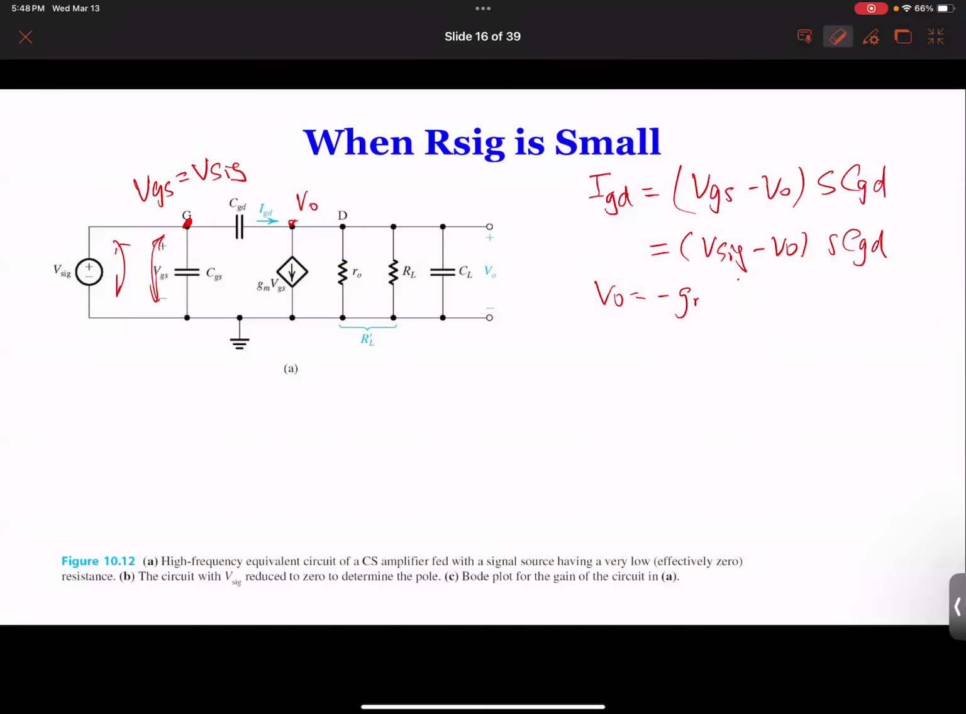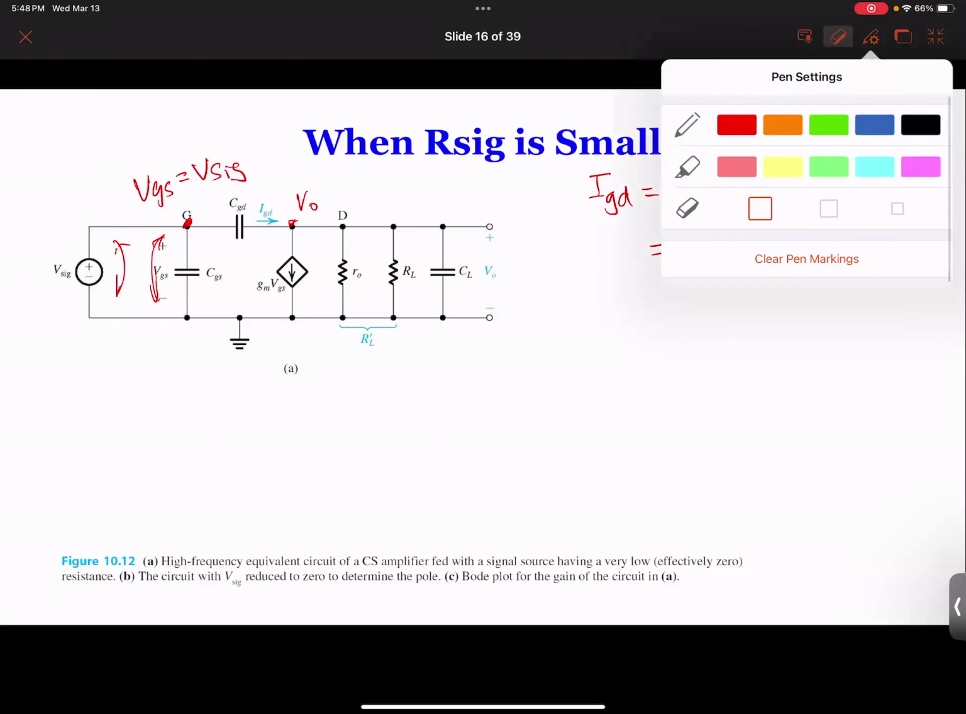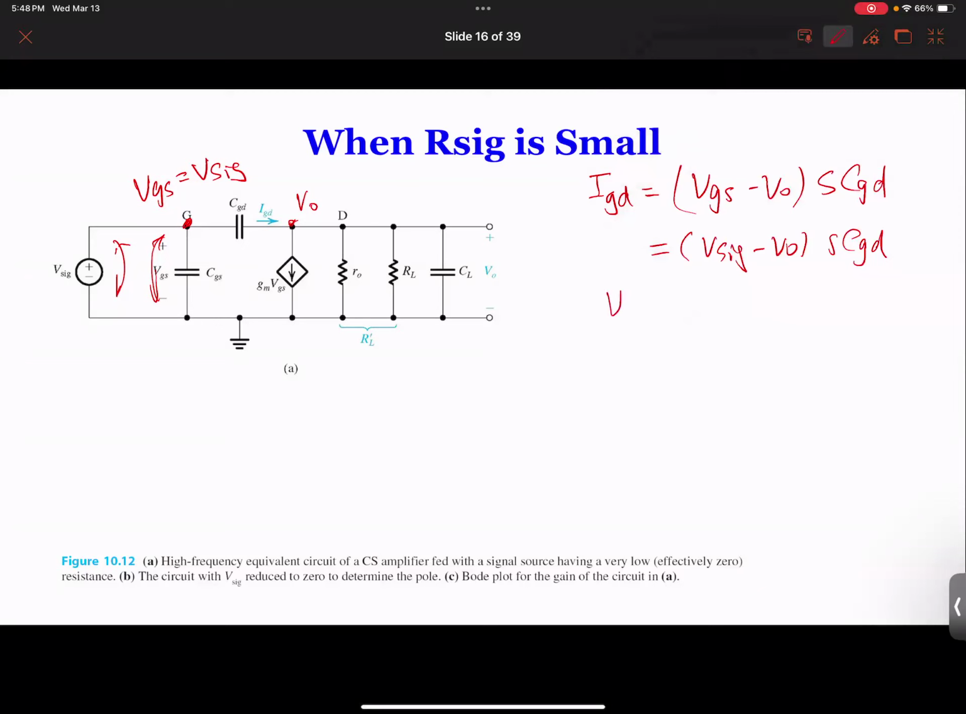Let me redo it in a more accurate way. VO equal to minus GM times VGS, and then actually this is the plus sign, minus IGD. So I have this current over here, minus the current over here, giving the current over here. Now I have a minus sign outside, so I have times minus 1, then times RL prime. So this is what I get. Now, however, IGD in this case is super small.